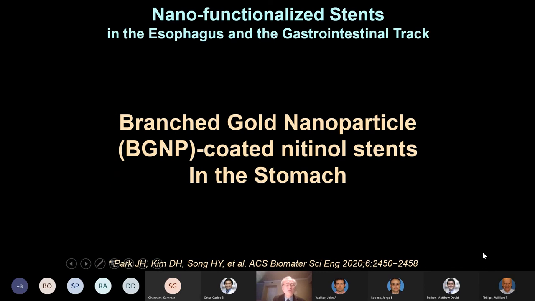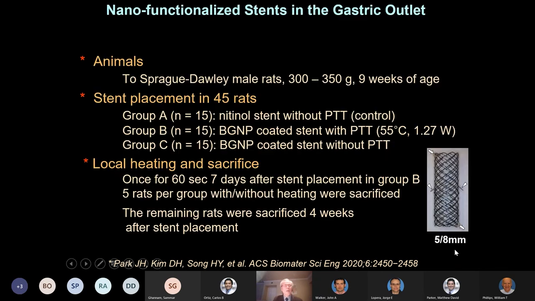I'd like to move on to the second topic. Branched gold nanoparticle coated nitinol stent in the stomach. We used 45 rats for this study and divided the rats into three groups. Group A received just the nitinol stent without photothermal therapy. Group B, again, branched gold nanoparticle coated stent with photothermal therapy at 55 degrees.